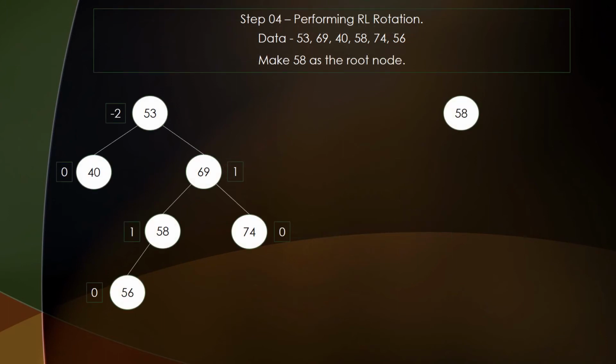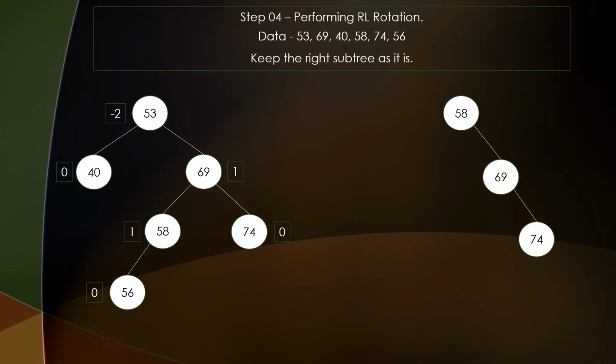So the node 58 needs to be made as the root node while constructing the new AVL tree. This is because the node 56 was inserted as a new node or a child node to the node 58. So 58 should be made a root node in the new tree, which is the best option for constructing a balanced AVL tree. So 58 is made as a root node. Now the right subtree will remain as it was. Since 69 and 74 are already greater than 58, they will remain in the right subtree.